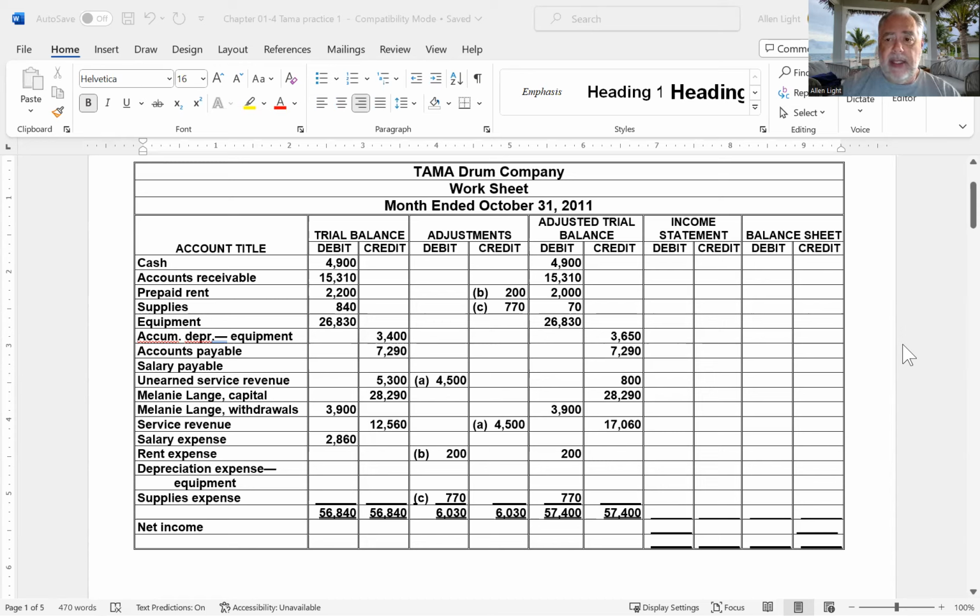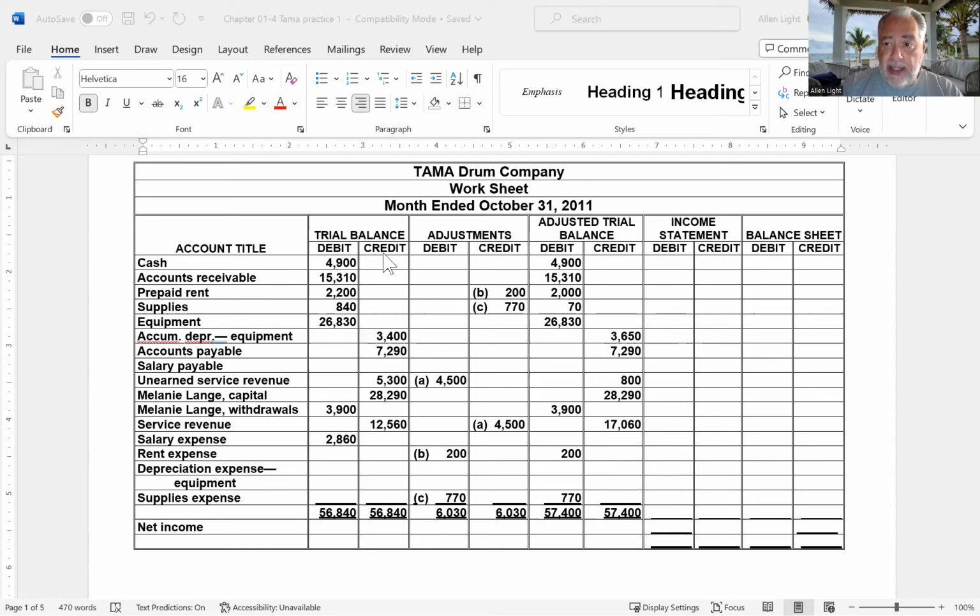So we talked about taking the ledger, and the ledger, of course, when we post to it, is going to have a page for every account. So cash is going to have its own page, accounts receivable its own page, prepaid rent, and so on down the line. And each one of these is going to have a balance in the account. Some accounts will have debit balances. Remember when we talked about normal balances? Some will have debit balances.